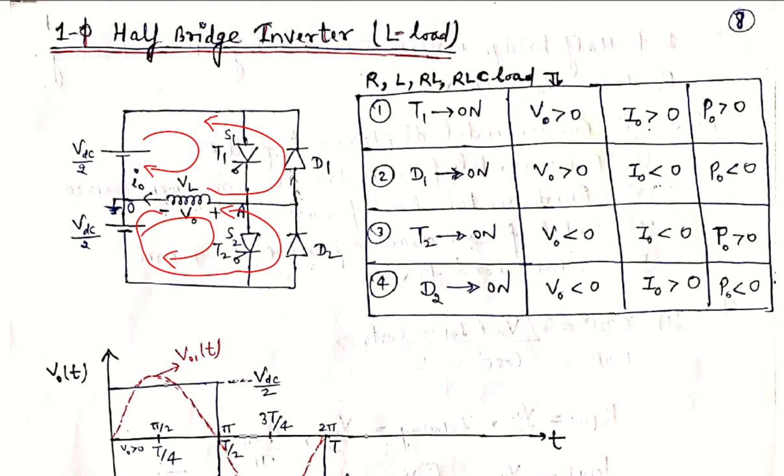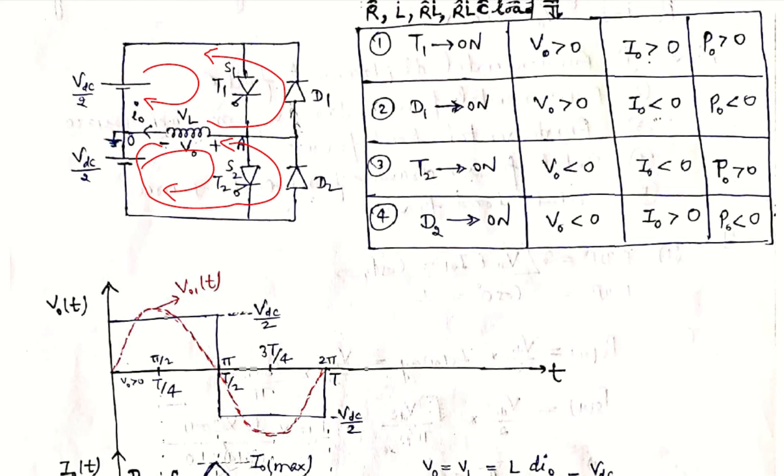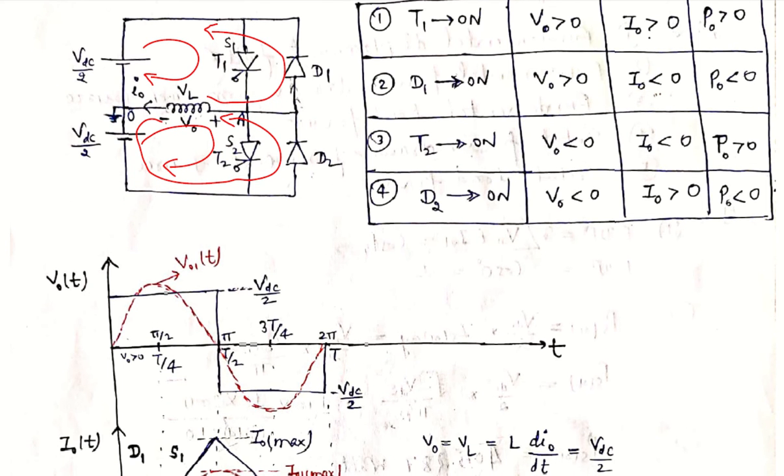What is the output voltage waveform across the load? As we see, as the thyristor is on from 0 to T by 2, the voltage polarity is positive, because the output voltage is plus VDC by 2, and in the negative cycle T2 is on, so the output voltage is minus VDC by 2. It is the same as the resistive load case in the half bridge inverter, because I already told you that in a VSI the output voltage waveform for all loads remains the same, because it does not depend on the type of load.